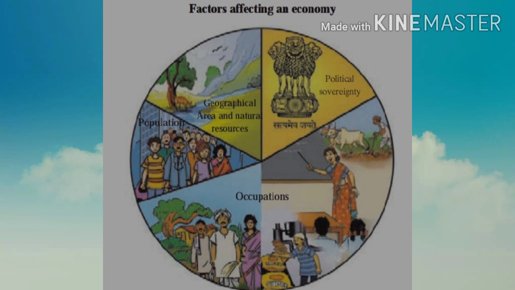Friends, next factor that affects an economy is occupation. In occupation, there are three types: we can see that there are primary occupation, secondary occupation, and the third one is tertiary occupation. In a country like India, 65% of people are engaged in a primary occupation such as agriculture, mining, forestry, or the house-made products. All these are categorized in a primary occupation.